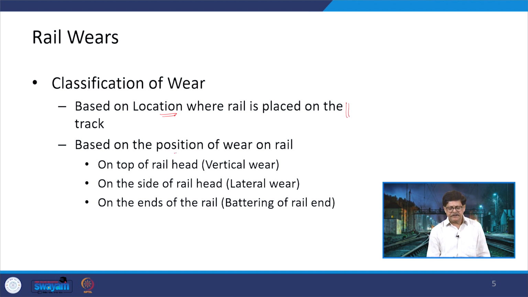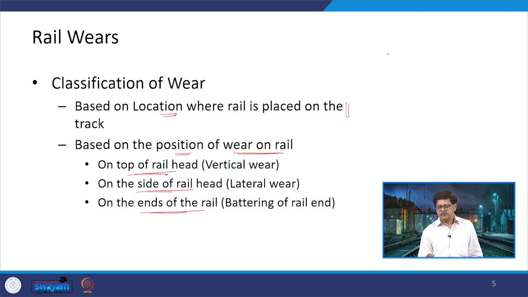Whereas, the second category talks about the position of wear on the rail, and this position of wear on the rail can be on the top of the rail head, on the side of the rail head, or at the ends of the rail head.